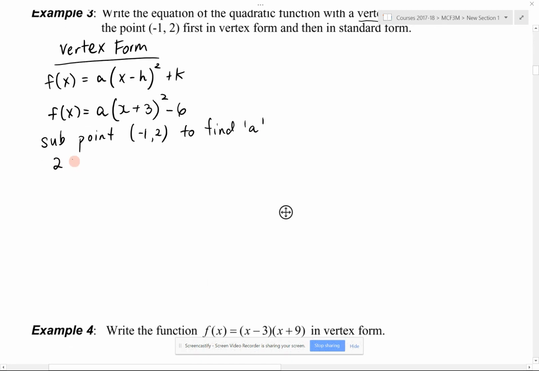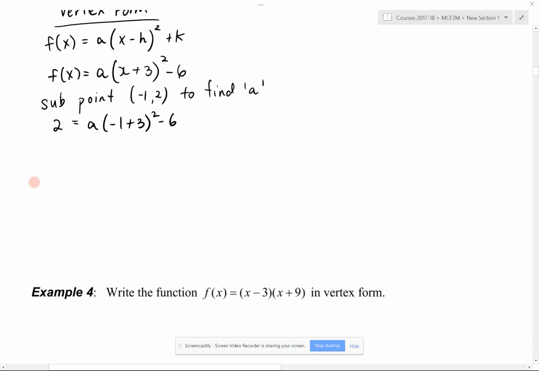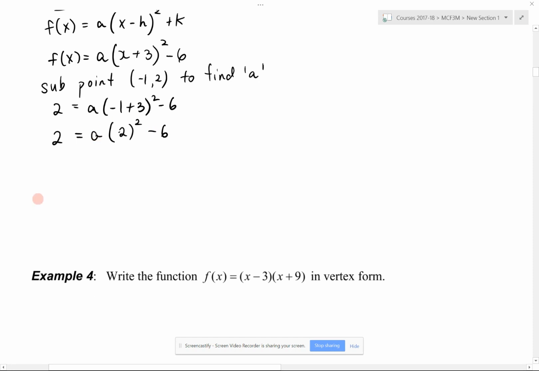So when I do that, I'm going to write 2 equals a times -1 plus 3 squared minus 6. Okay, so now when I add these two together inside my bracket, -1 plus 3, I'll get a positive 2 squared minus 6. But really what I'm going to be doing here is just solving for a, because a is now the only unknown value. Make sure you follow your rules for BEDMAS when doing this.